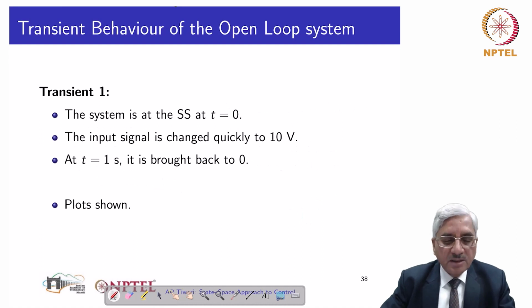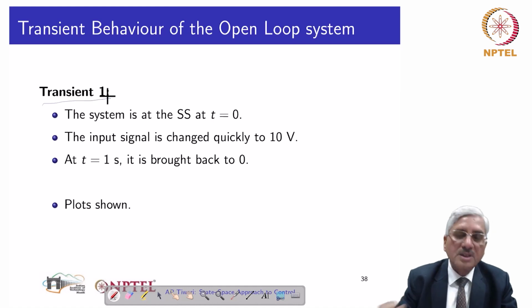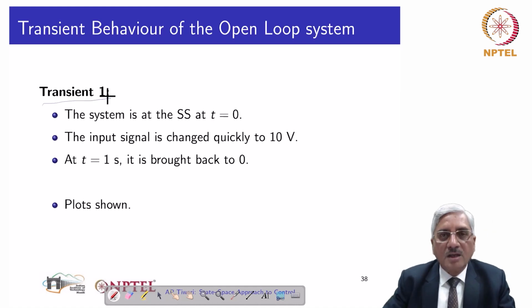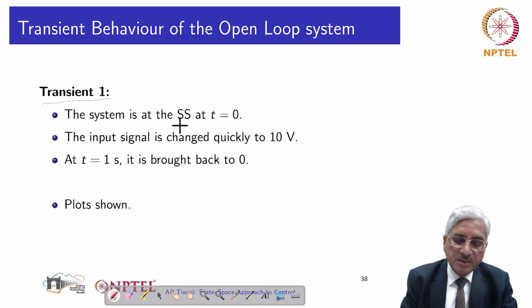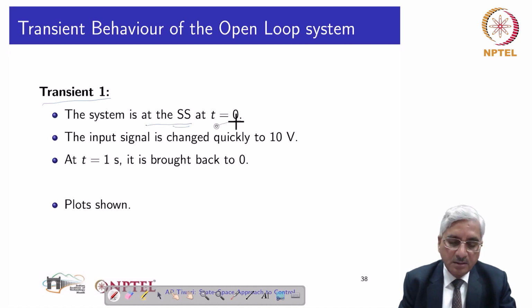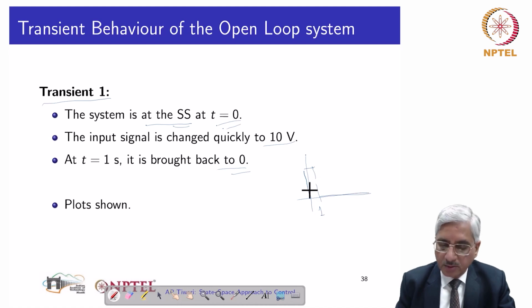Now we investigate the transient response of the system, and we consider two transients, and of course we will compare the transient response of the linear system with that of the nonlinear system in both the transients. The system is initially at steady state. Input is changed to 10 volts for 1 second, and then it is brought back to 0. Subsequently it is 0. So just this much change.